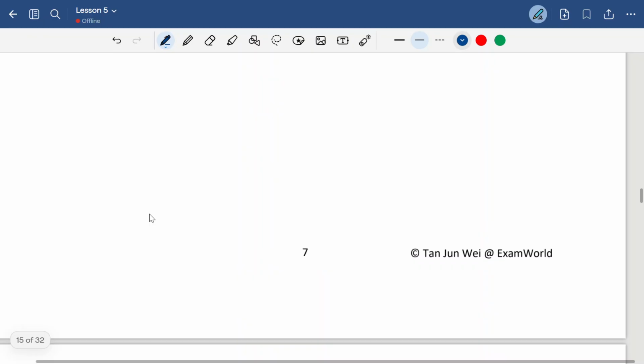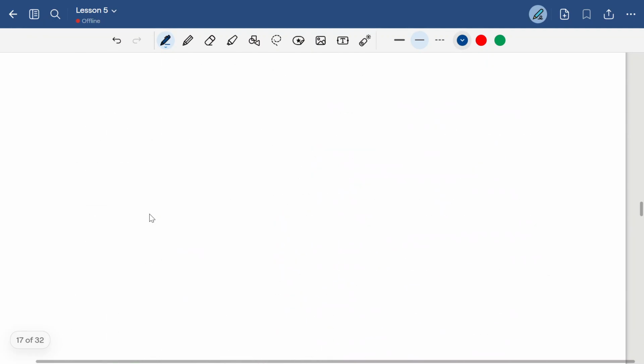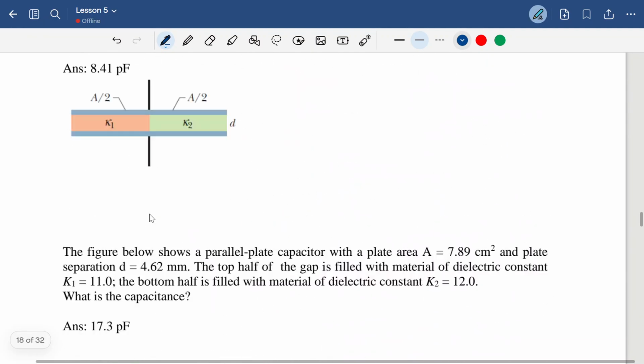Yeah, put it earlier. After capacitor. Yeah.